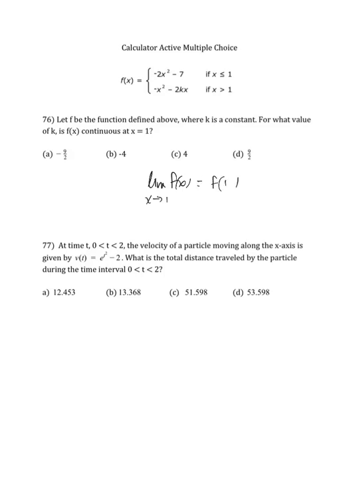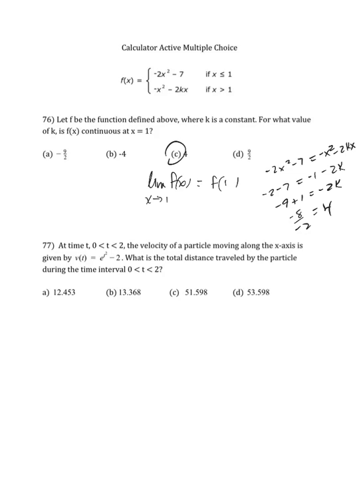So what you would do to find the value of k is set the left-hand limit equal to the right-hand limit at 1. So you get negative 2 minus 7 is negative 1 minus 2k. And then you're just going to solve. So that's negative 9 plus 1, negative 2k, and negative 8 divided by negative 2 is 4. So that answer would be choice C.